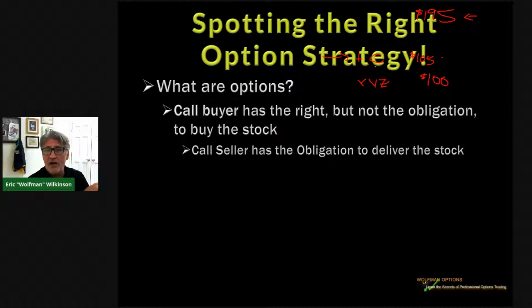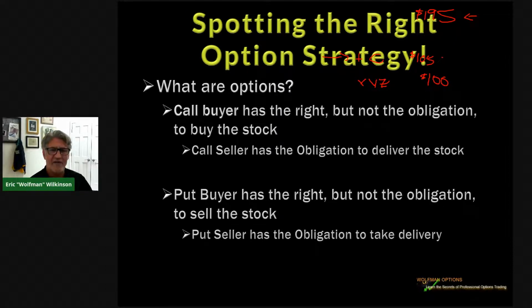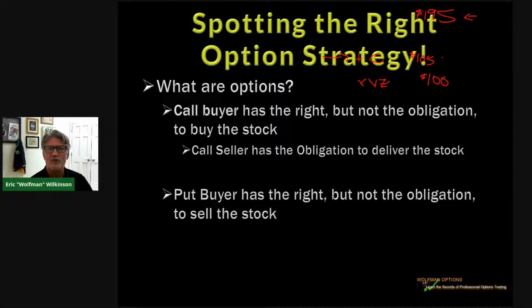That buyer, when he bought the stock or bought the option, he had to pay for that right. It's kind of like your insurance, all right? The insurance company is the seller. The insurance buyer is you and I, right? The call buyer. And then on the other side of the coin, we have the put buyer has the right but not the obligation to sell the stock.